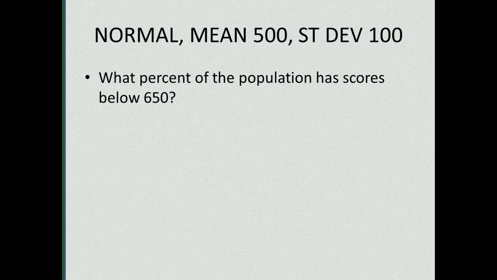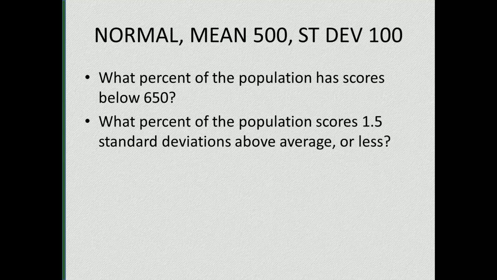And so asking what percentage of the population has scores below 650 is equivalent to asking what percentage of the population scores 1.5 standard deviations above average or less than that.